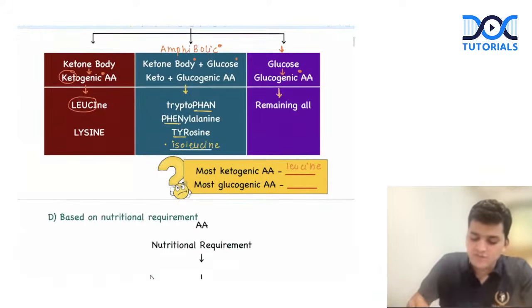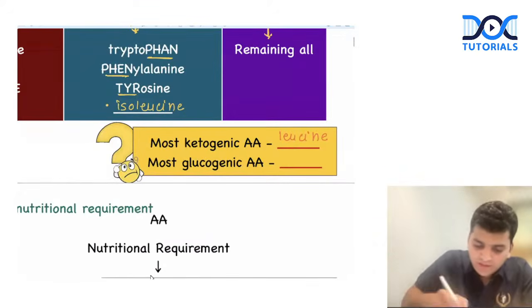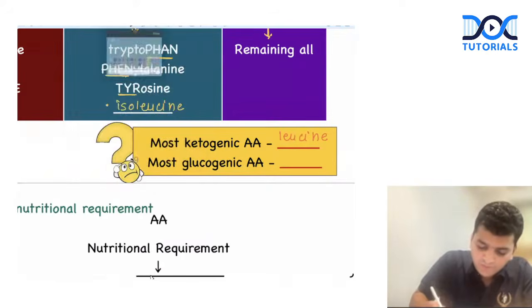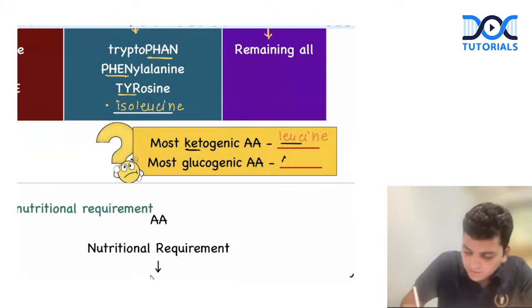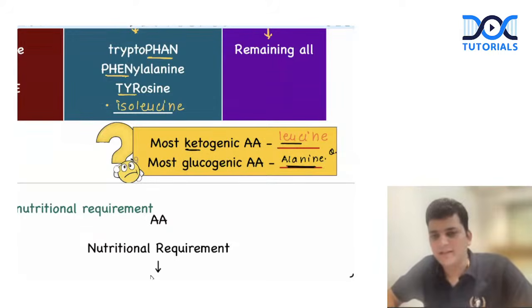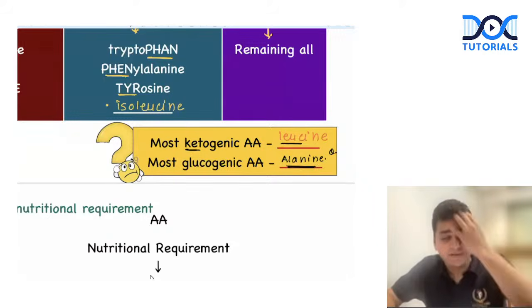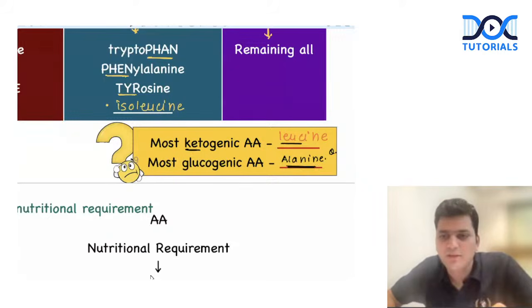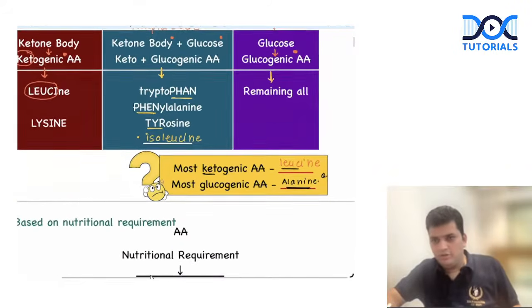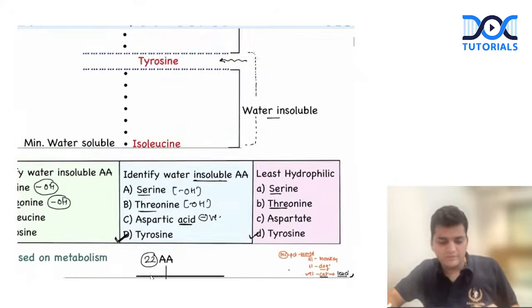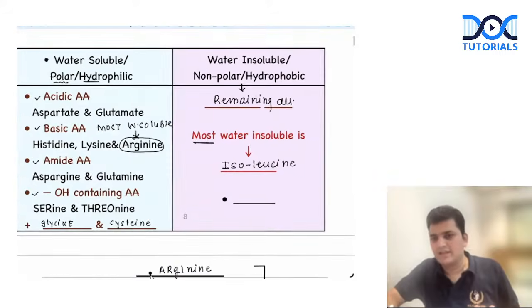And if they ask which is the most ketogenic, the most cat is going to be leucine, whereas the most glucogenic is going to be alanine. I will ask this question again tomorrow about the most glucogenic amino acid. When we do gluconeogenesis, I will ask which is the most glucogenic amino acid. It is going to be alanine, right? The most water soluble is arginine, Prashant.